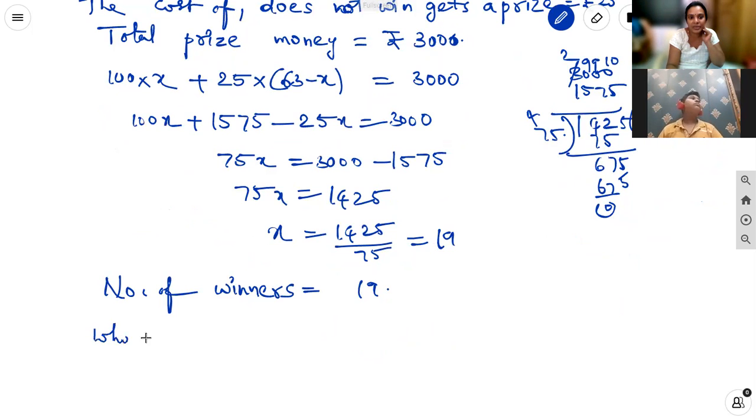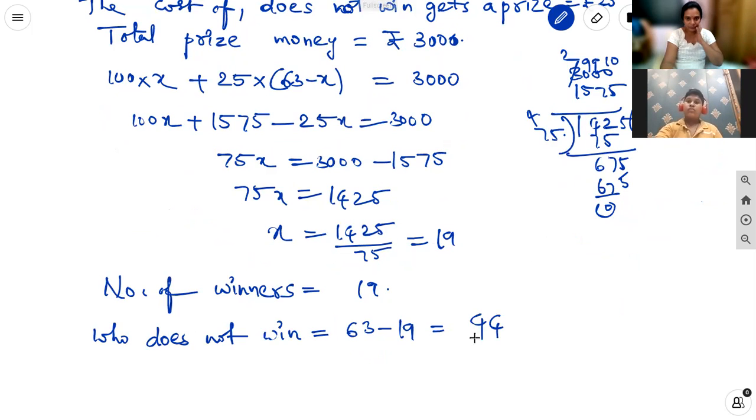Who does not win the game? 63 minus 19. It is equal to 44. So the number of winners is 19. Those who do not win the competition are 44 members.